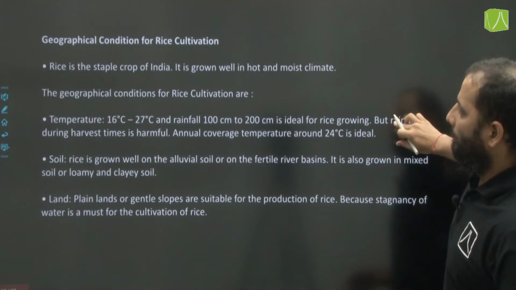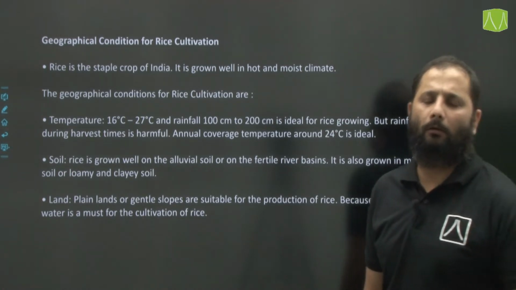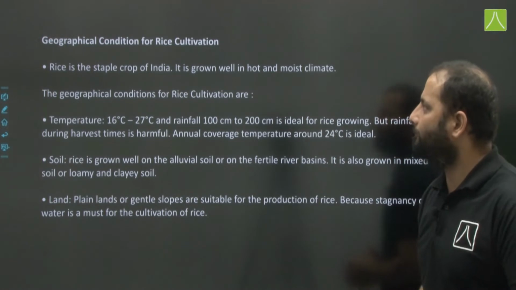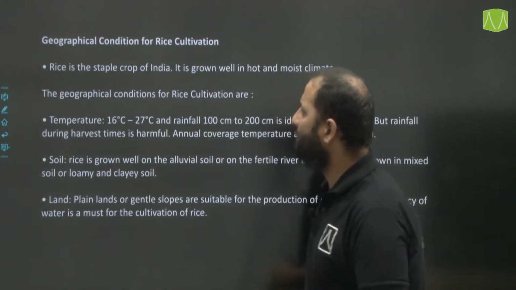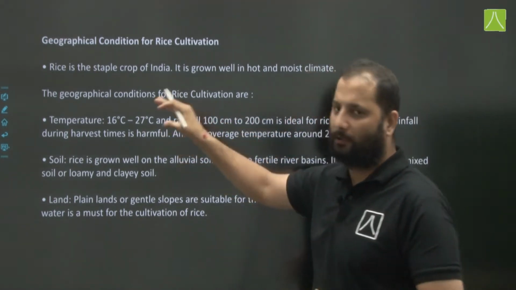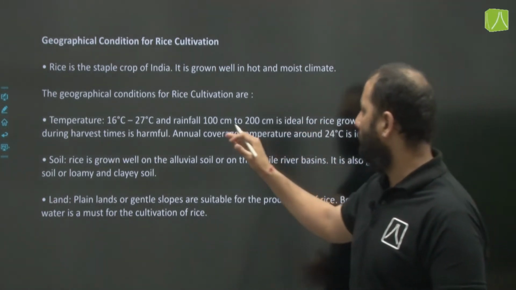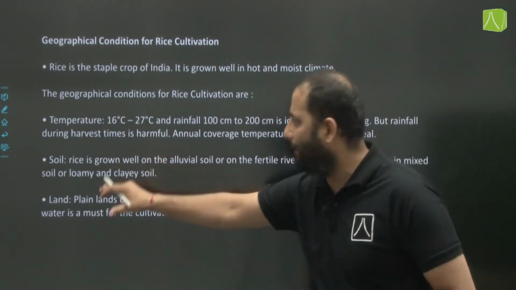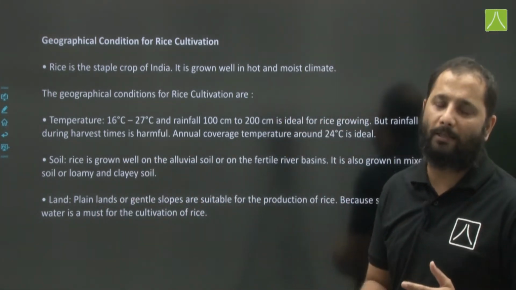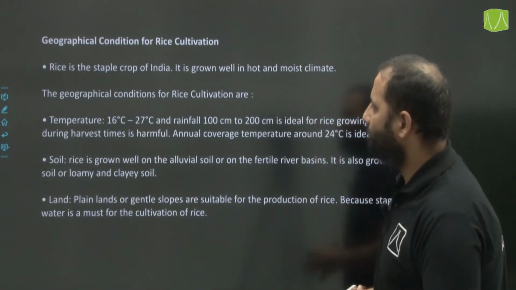Now, again a question can be asked, probably for 3 marks or about 5 marks also. Mention some of the conditions which are required for the cultivation of rice. So, here you can see some of the points: a staple crop in India, grown well in a hot and moist climate. The geographical conditions are the temperature requirements which have been mentioned, the rainfall requirements, as well as the soil which is required and the land type which is required. So, this you have to write in the answer if it is being asked about the geographical conditions required for rice cultivation. All right.